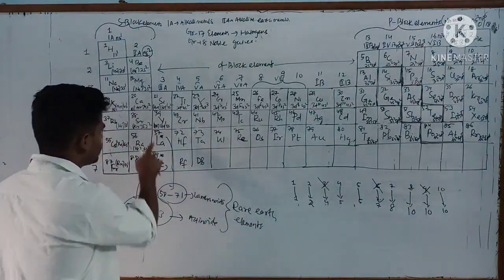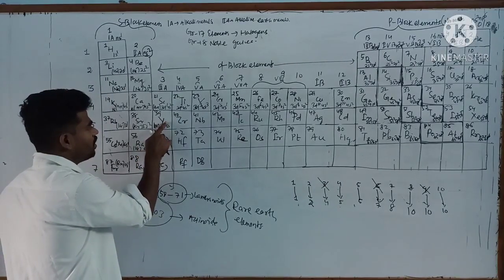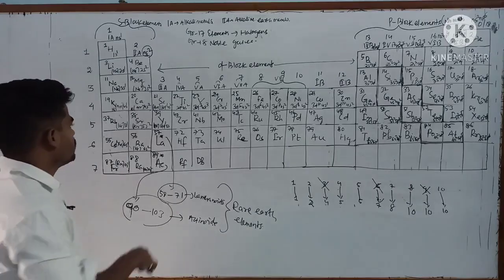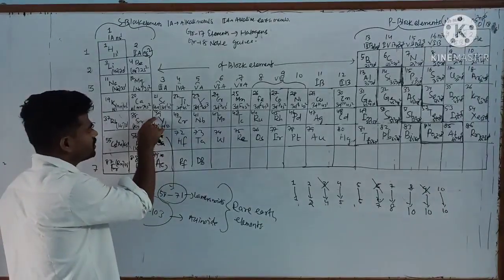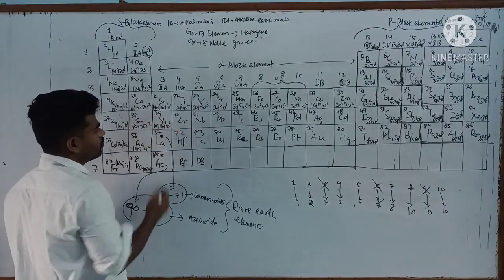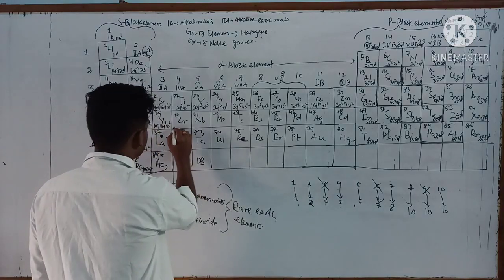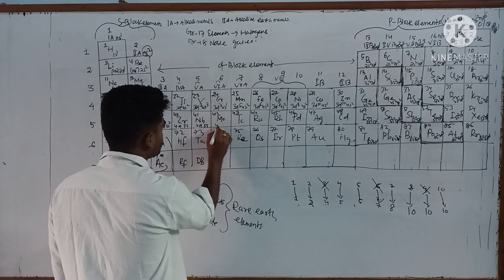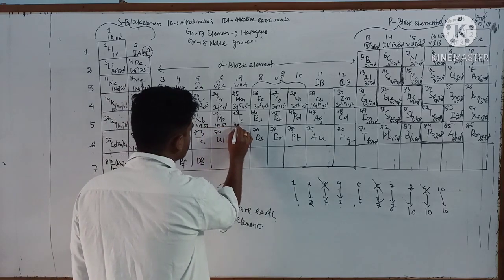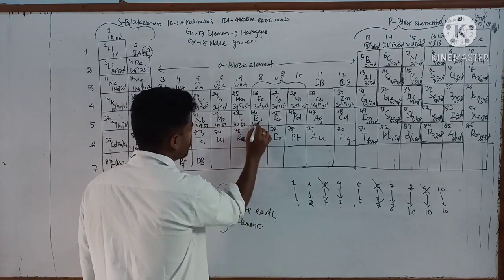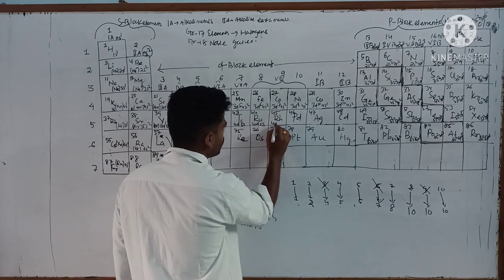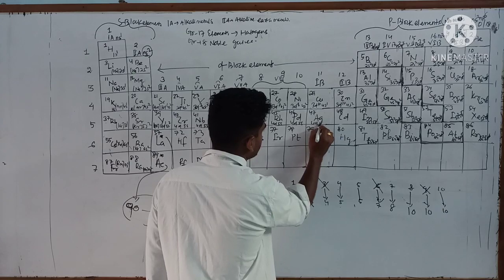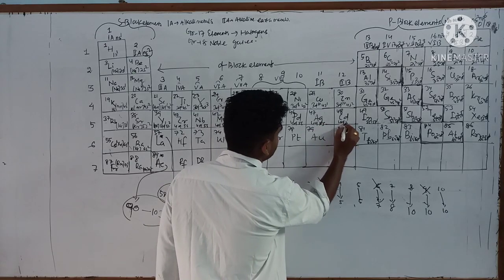So you just add krypton 36 and plus 1, that will be 36, 37. 37 you just deduct it from this 39, that will be 5s2. So you can mention like this, that will be 4d 5s, 4d 5s, and so on.